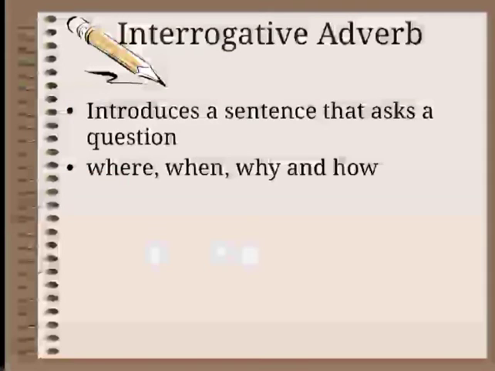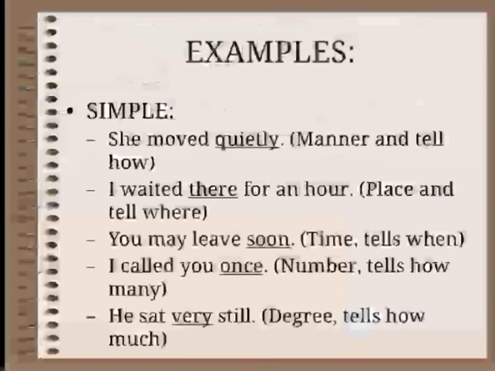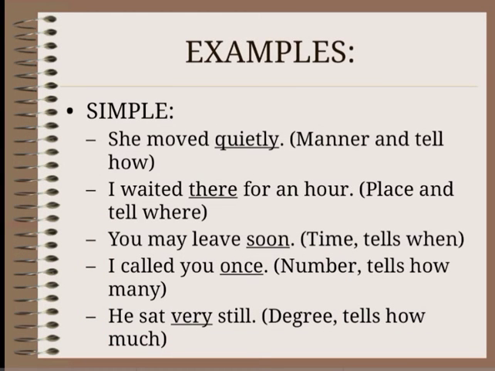So number one, she moved quietly. I waited there for an hour. You may leave soon. I call you once. He said very still. Here the words are underlined. Example: quietly, there, soon, once, very. These are called adverbs, and moreover, these are called simple adverbs.